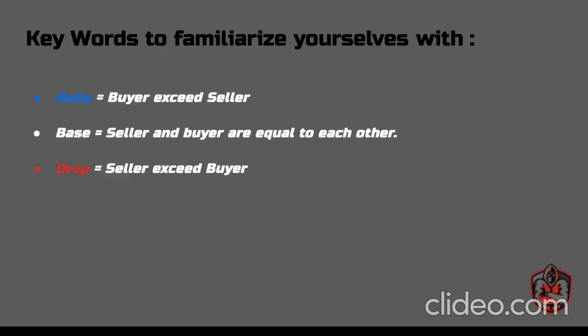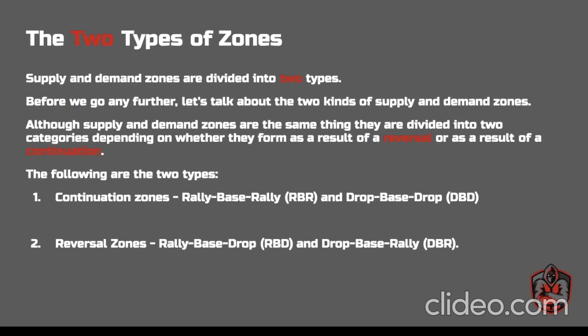Alright, so keywords I want you guys to be familiar with. When I say the word rally, literally all it means is buyers are exceeding the sellers. When I say base, that means sellers and buyers are equal to each other. And when I say drop, that means sellers are exceeding the buyers. Now, this is what I want you lot to pay attention to and understand, yeah?